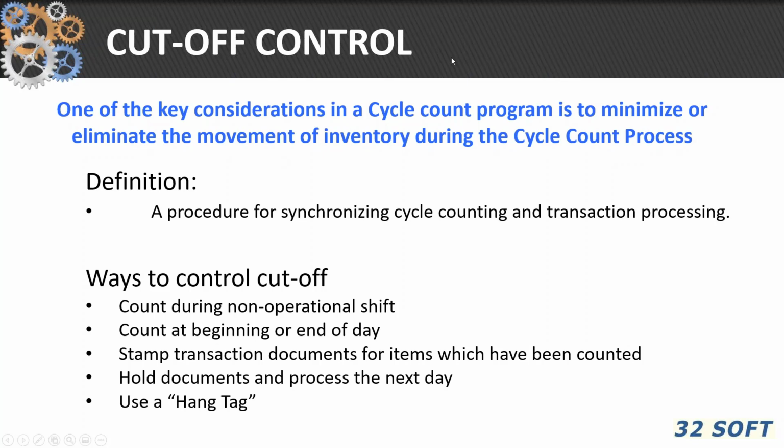The cutoffs of cycle counting are critical. This is one of the key considerations of a cycle count program. You want to minimize or eliminate the movement of inventory during the count process between the time you do the 3.13.1 cycle count print and the input into 3.13.2, the cycle count results entry. There's lots of ways to work these cutoff controls. You can count during operation or non-operational shifts, at the end of the day, beginning of the day, hold documents for the next day. Probably the most effective is the use of what we call the hang tag.